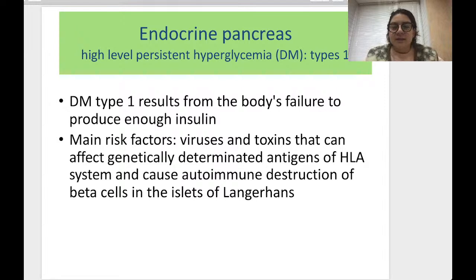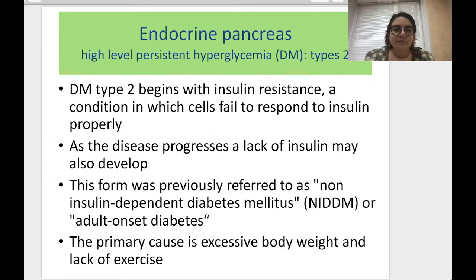Okay, let's discuss a little bit about types. Diabetes mellitus type 1, I told you that it results from the body's failure to produce enough insulin. The main risk factor is viruses and toxins that can affect genetically determined antigens of the HLA system and cause, as I told, autoimmune destruction of beta cells of the islets of Langerhans.